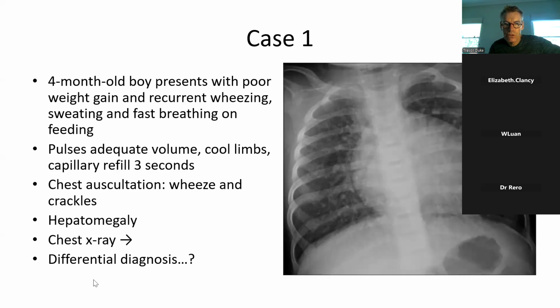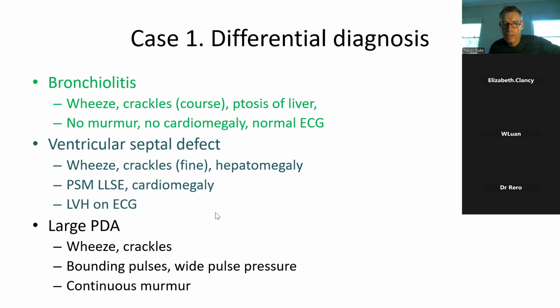So you've seen his chest X-ray, and I think it's important to think about the differential diagnosis here. Of course, the most common cause of this is bronchiolitis, but I reckon every year, of all the children with bronchiolitis, maybe 1 in 20 or 1 in 30 will actually have this other problem. The features are rather similar, but a bit different.